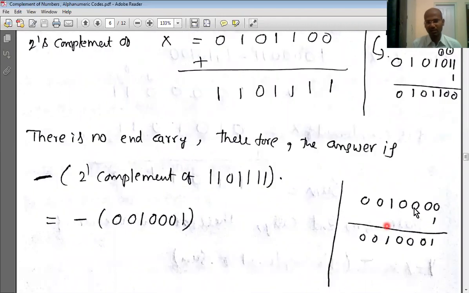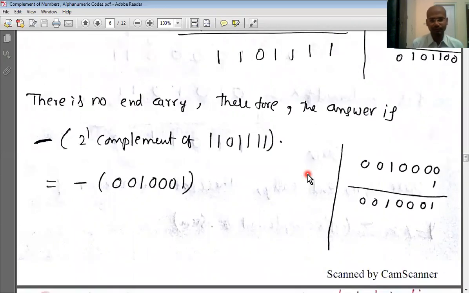Now this is only the 1's complement. By adding 1, we get 1, 0, 0, 0, 1, 0, 0. Take this 2's complement of this result and write it down here. So the final answer, the actual answer of y minus x, is minus of 0, 0, 1, 0, 0, 0, 1, which is the 2's complement of this answer. That is how we have to interpret the answer.